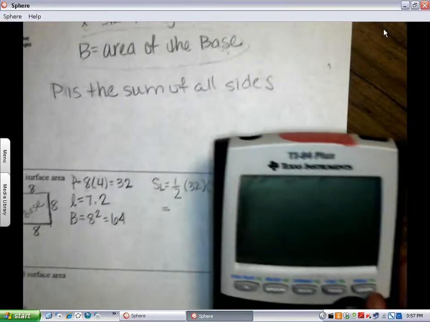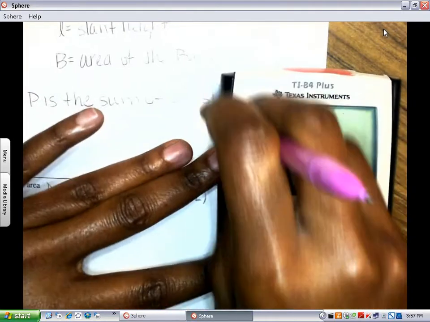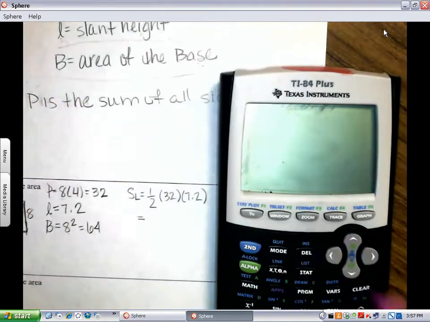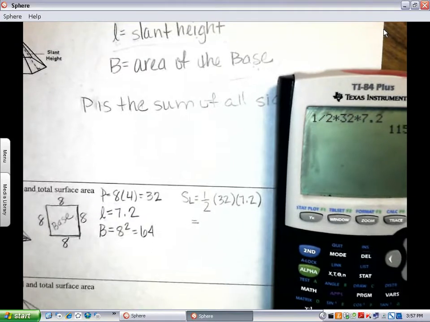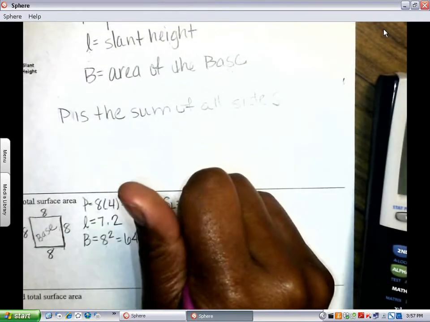This one's been drawn on. Let me see if I can clean it up a little bit. Okay? So 1 divided by 2 times 32 times 7.2 equals 115.2. So you see how you can see that better? Okay? So that's our lateral surface area.